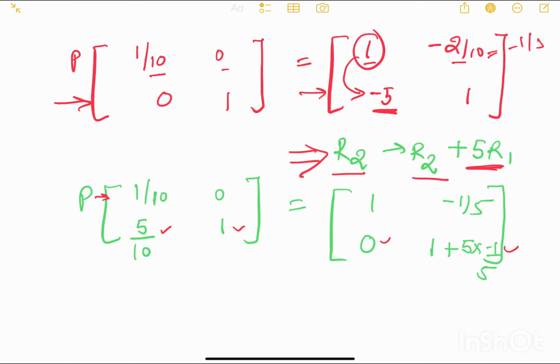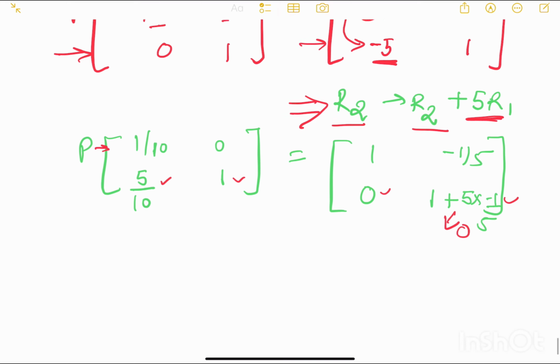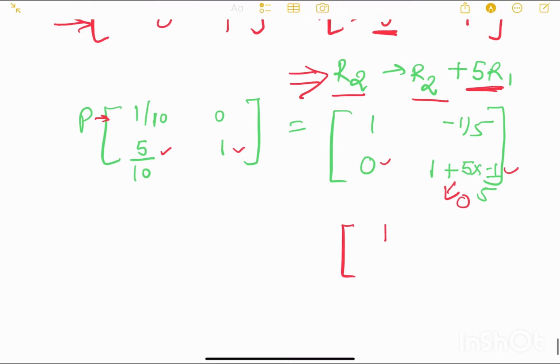Okay. Now just observe that if you will just focus on this, I'm getting this value as 0, right? So what is this matrix? This is my 1 minus 1 by 5. This is my 0 and this is 0.